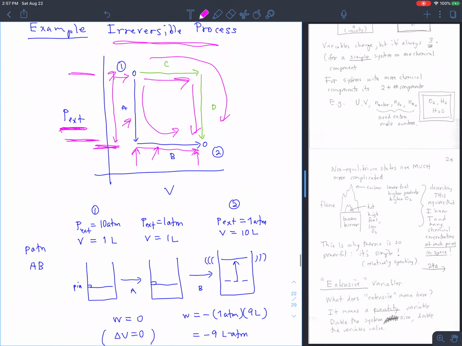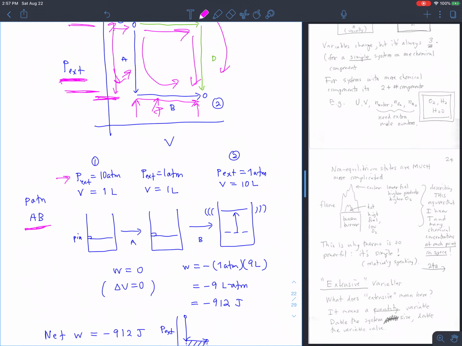So down here again, let's do the calculation. We're going to go for the AB path here. Start, let's say, with an external pressure of 10 atmospheres and a volume of 1 liter. That's our state 1 up at the top. Then we change, that's step A here, to a pressure of 1 atmosphere and still a volume of 1 liter. Haven't changed the volume, just changed the external pressure. No work in that case, right? No delta V. Delta V is 0, so work is also 0. All we did was lower the pressure on the outside. And I have a little pin drawn here to indicate that I'm holding things in place. Presumably the pressure inside here is now greater than the external pressure, but I'm holding it in place with the pin. Now I take the pin out.